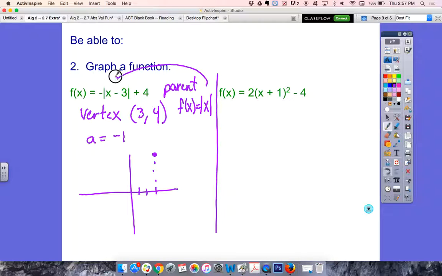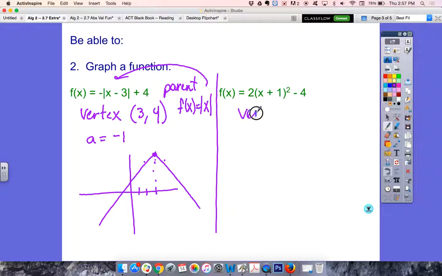That's what the parent graph of this is. So you know it's going to look like a V. But this -1 makes him turn upside down. And that is like a slope of down 1 over 1. So you could check him out. Those are like 45-degree angles.